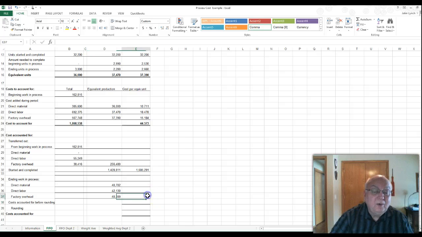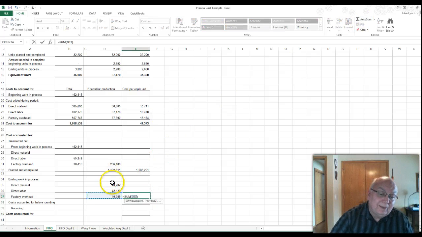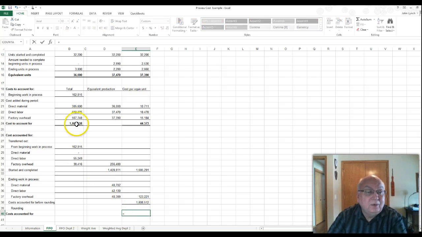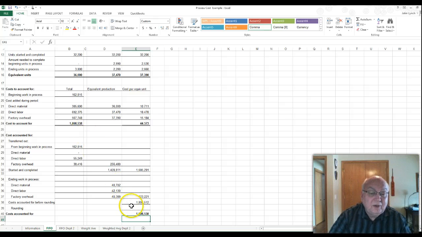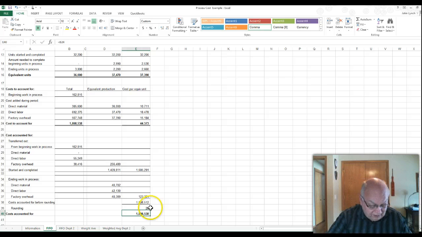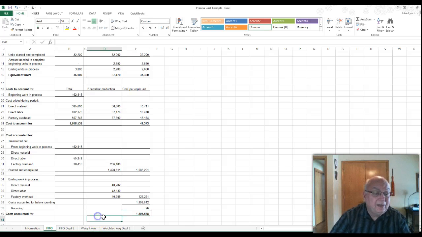Okay, so my total ending units in process will be those added together, which gives me 123,221. Okay, so the total cost to account for would be these two numbers together, added together. Now you notice that has to equal this number up here, because that's what we have accounted for. So we have a rounding difference. It is nothing complicated. You just simply take that number minus this number, and we have a $26 rounding. No big deal. Okay, that completes the FIFO method.